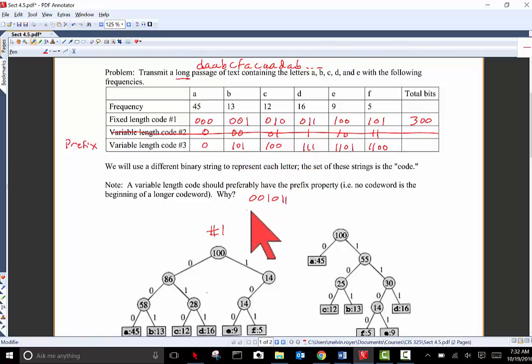So now when I receive a bit string like this, I receive a 0. There's no question that was an A. Then I receive another 0, that was an A. Then I receive a 1, 0. Well, that 1 is not a word. 10 is not a word. 101 is a B. And so there's no problem in decoding. This one would be a non-prefix code.